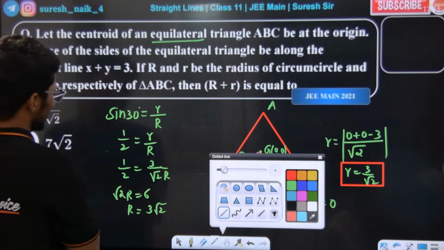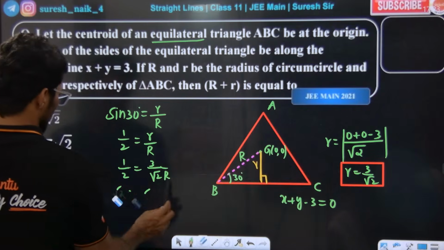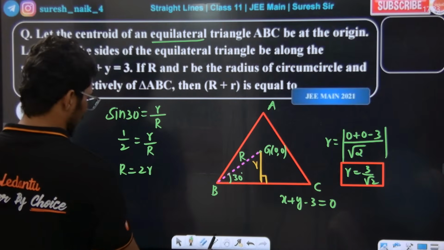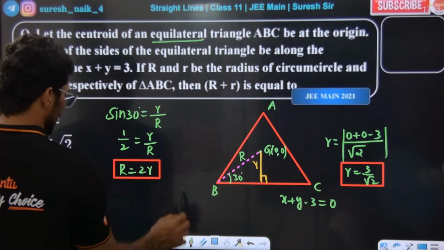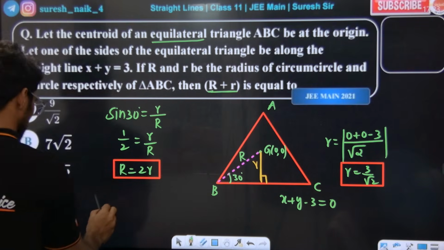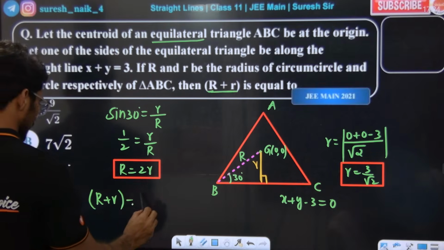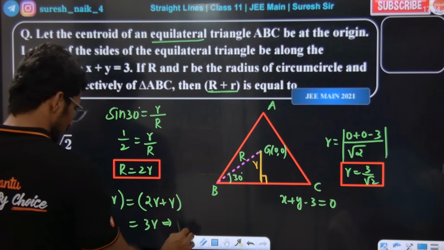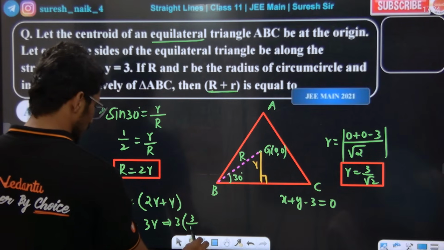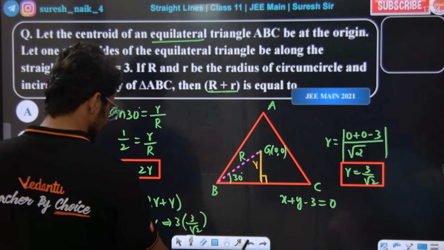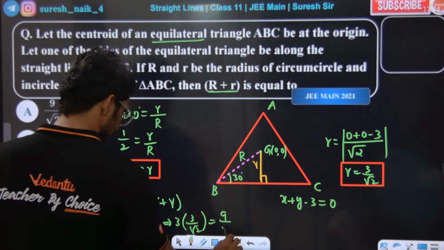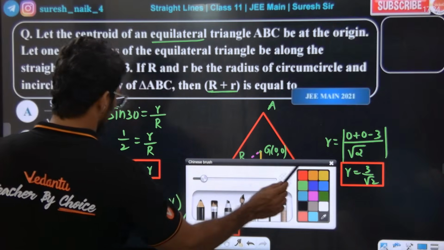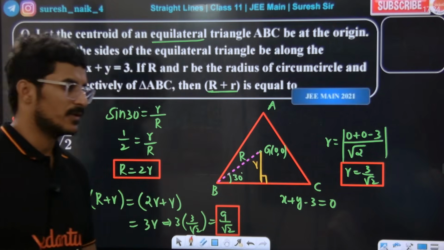Otherwise, I can do one thing. Why do we have to do all this? Listen. Capital R is equal to 2 times r. We need to find small r plus capital R. Small r plus capital R is going to be 2r plus 1r, which is 3r, which is nothing but 3 into r. r is 3 by root 2, which is 9 by root 2. 9 by root 2 is the answer.